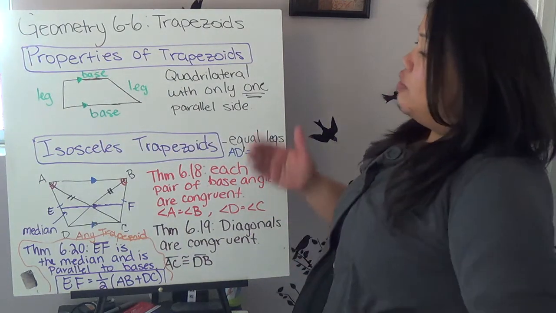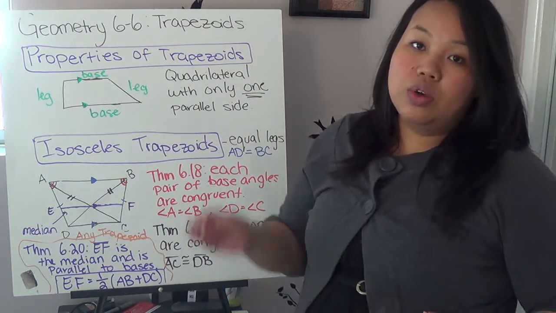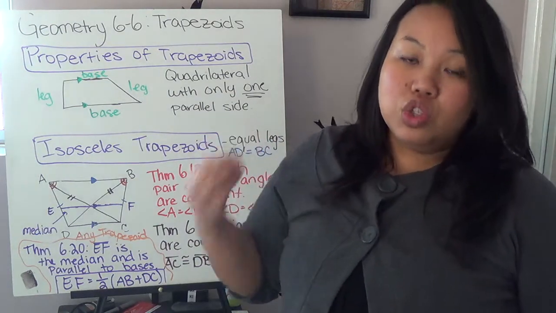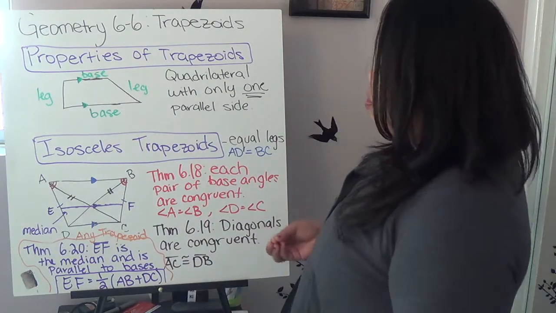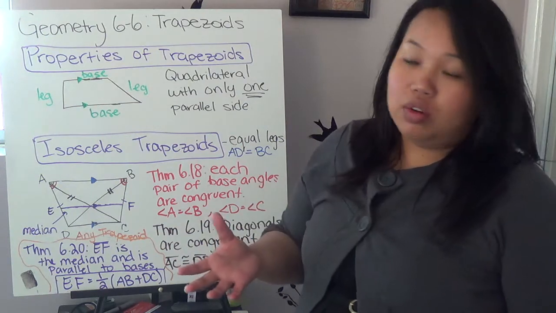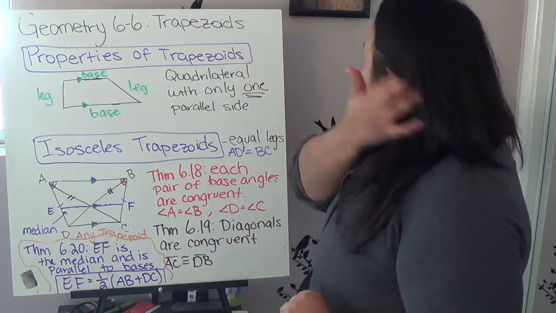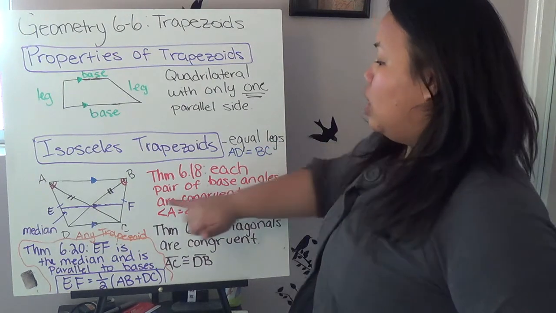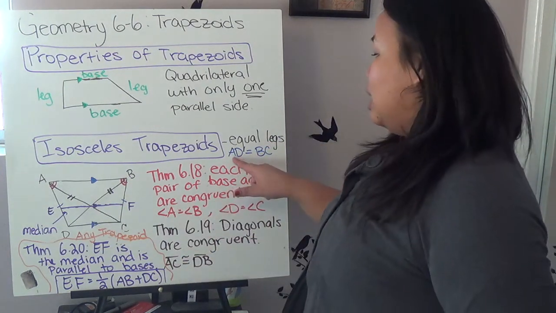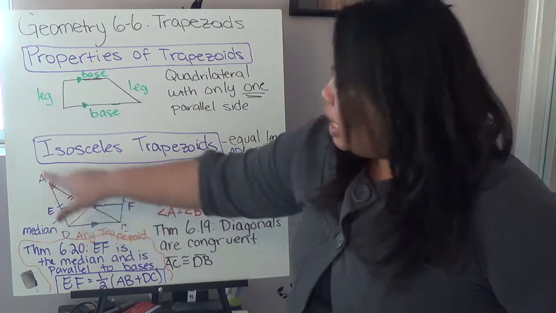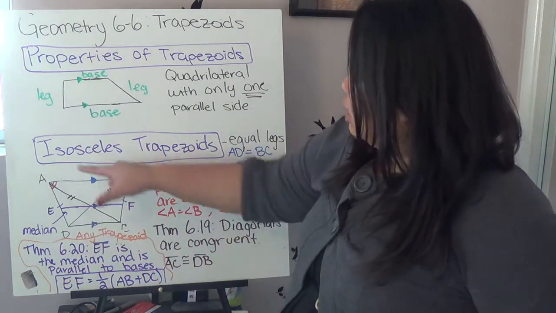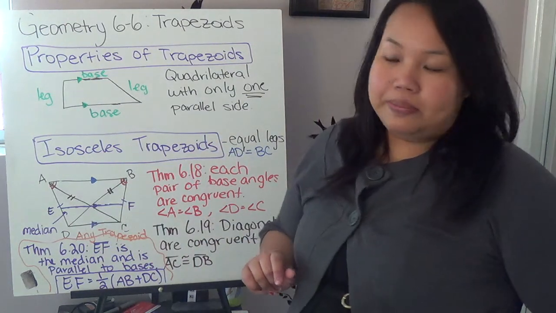Okay, we have something called an isosceles trapezoid. If you remember what an isosceles triangle was, an isosceles trapezoid is the same thing but with a quadrilateral. So basically that means that two sides are congruent. It just means equal legs. So this means that AD equals BC, and that's what makes it an isosceles trapezoid.